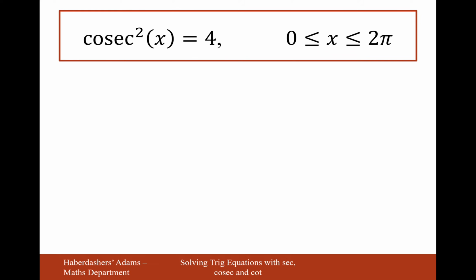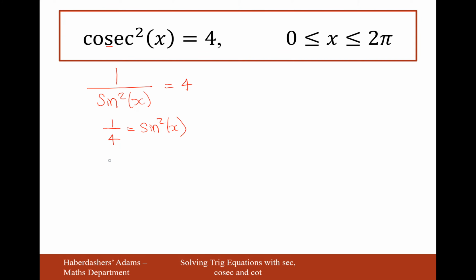Okay, so moving on to the next question. First thing I've spotted is this question is in radians mode, so I'll change my calculator to radians mode. The next thing I need to do then is turn this into a sine or a cos. So cosec, the third letter is S, so it's going to be sine, and it's going to be 1 over sine squared equals 4. I'll times the sine squared to the other side and divide the other side by 4, so it'll be 1 over 4 equals sine squared x.